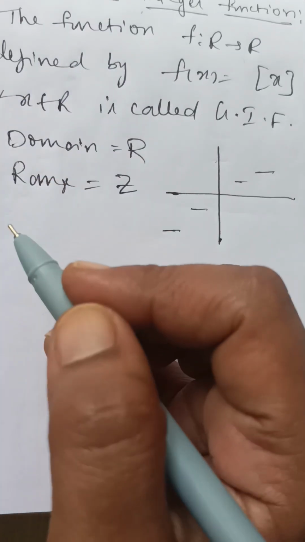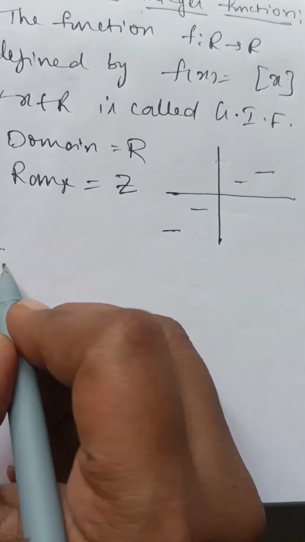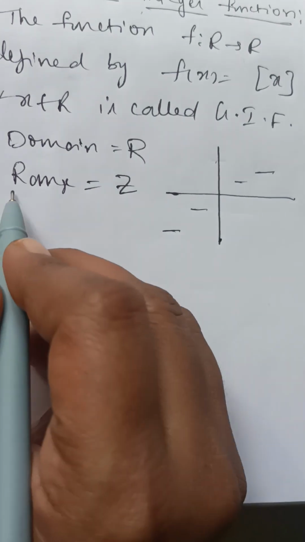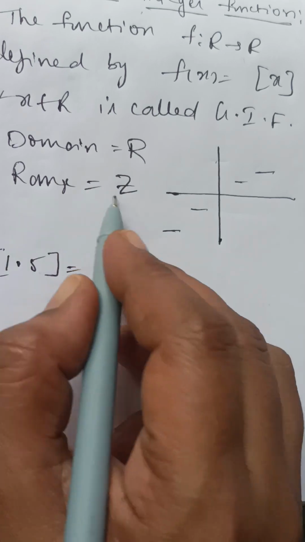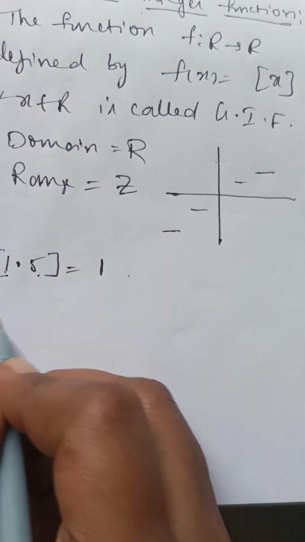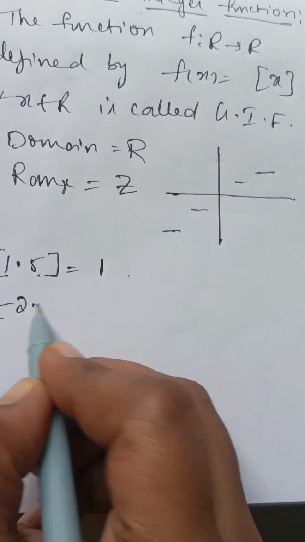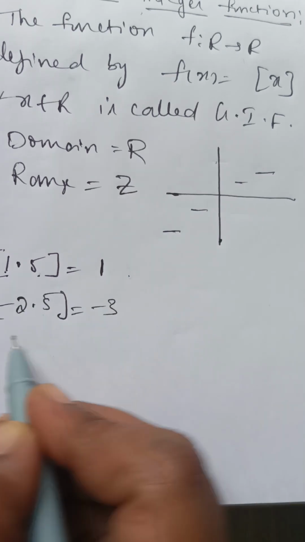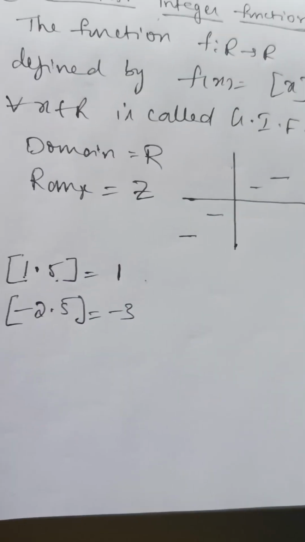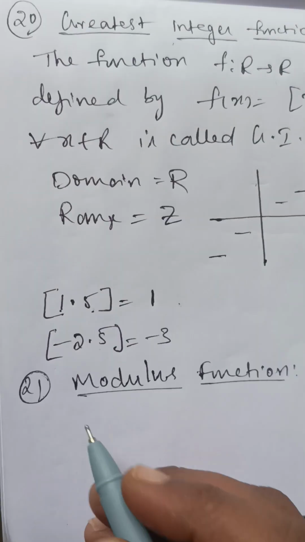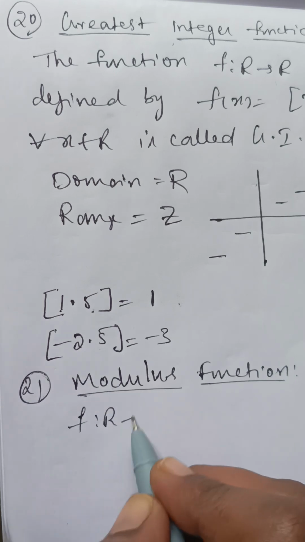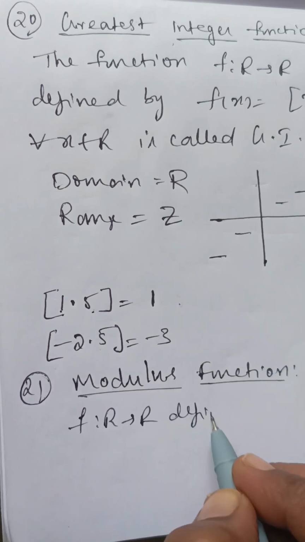The graph of greatest integer function will be like this. It is the greatest integer less than or equal to x. Suppose we take an example 1.5. Take an integer because the range is always an integer. So for 1.5, it is 1. For minus 2.5, it is minus 3 because minus 3 is less than minus 2.5.